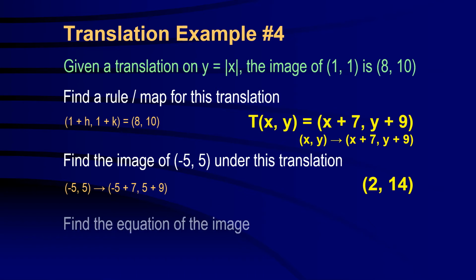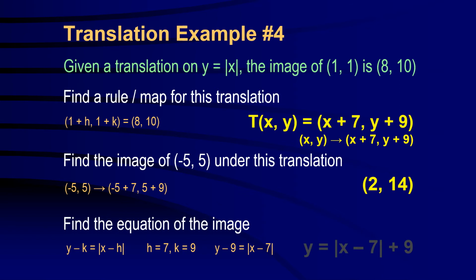And to find the equation of the image, remember that y needs to be replaced with y minus k, x needs to be replaced with x minus h. But again, x is inside the absolute value, therefore x minus h is inside the absolute value. With h equaling 7 and k equaling 9, y gets replaced with y minus 9, x gets replaced with x minus 7 inside the absolute value, and when you move the 9 over by adding it to both sides, you get y equals the absolute value of x minus 7 plus 9.